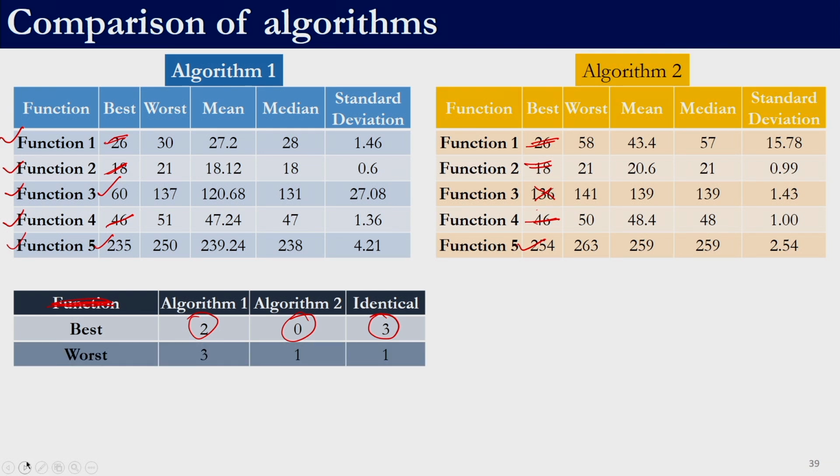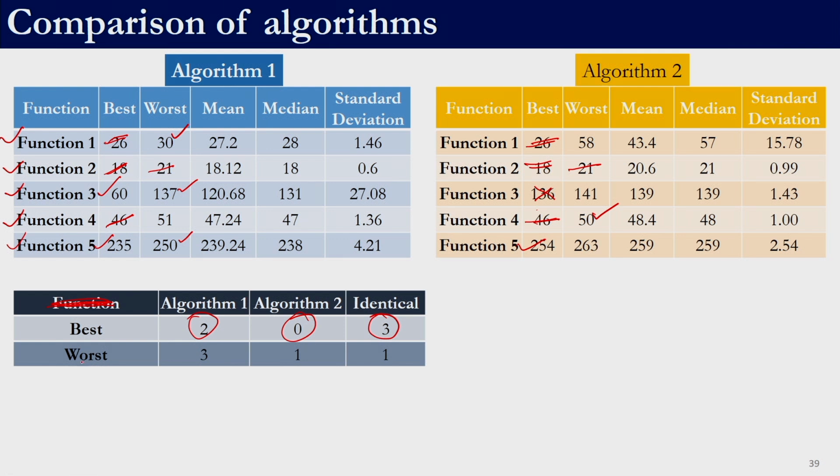So, similarly we can do it for worst. Worst means between 30 and 58, 30 is actually a good solution. So, this is doing good over here, 21 is same. So, let me just cross it, 137 is better than 141. So, this is, let me put a tick mark over here, 51 is actually bad, 50 is better. So, let me put a tick mark over here, and 250 is better, 263 is bad.